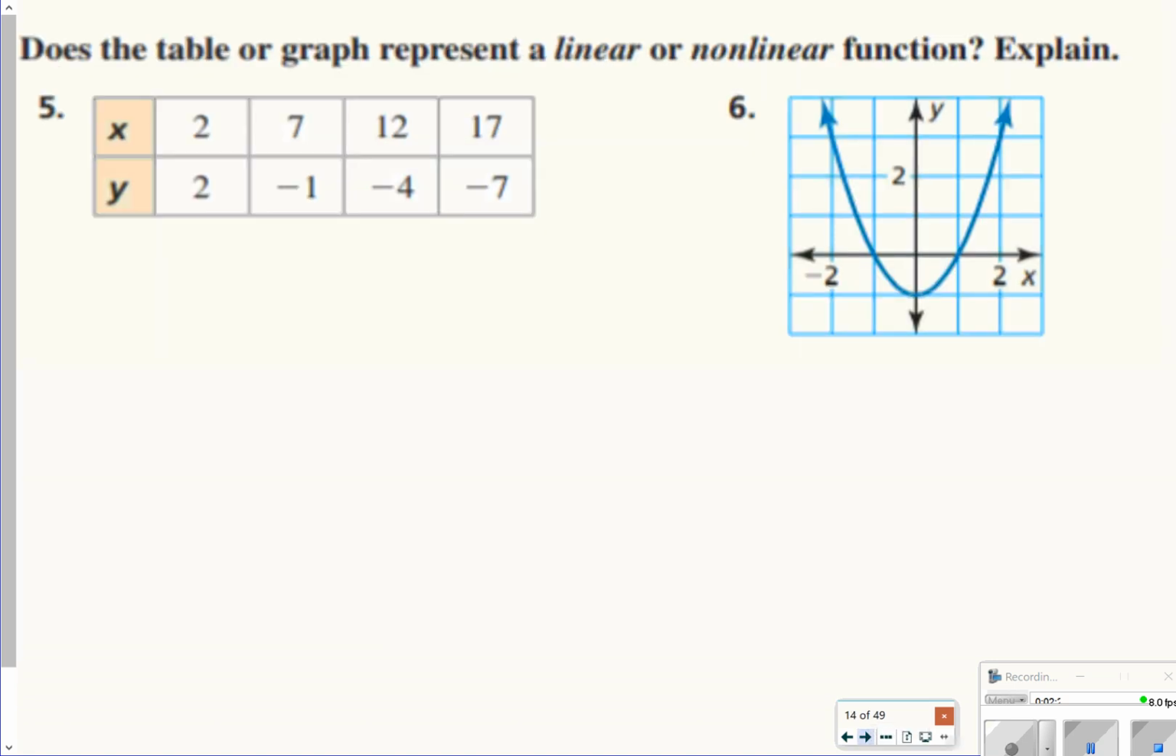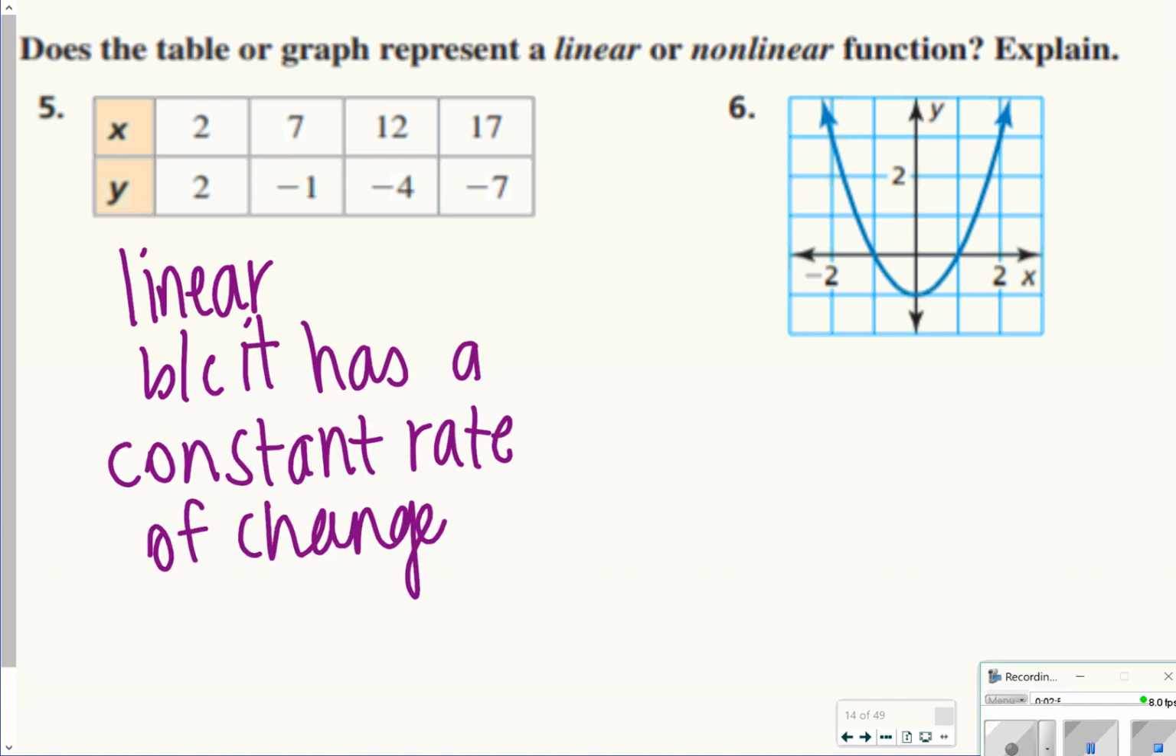For number 5, it's asking, does the graph or table represent a linear or a non-linear function? Just remember that linear functions have to increase by a constant rate of change, either by addition or subtraction. So in number 5, this one would be considered linear because it has a constant rate of change. Up here at the top, we're adding 5 each time. And down here in the bottom, it looks like we are subtracting 3 each time. So that still gives us a linear function because it's changing the same amount every time.